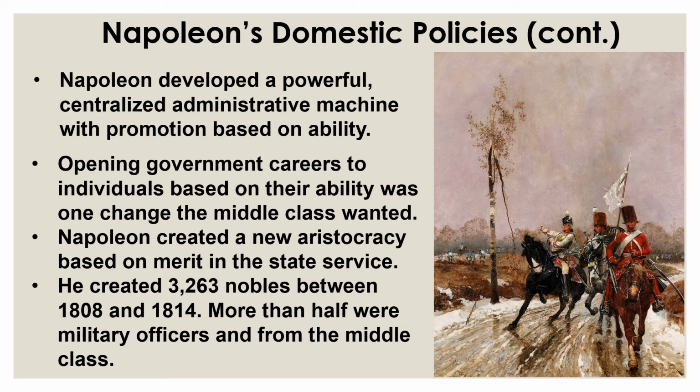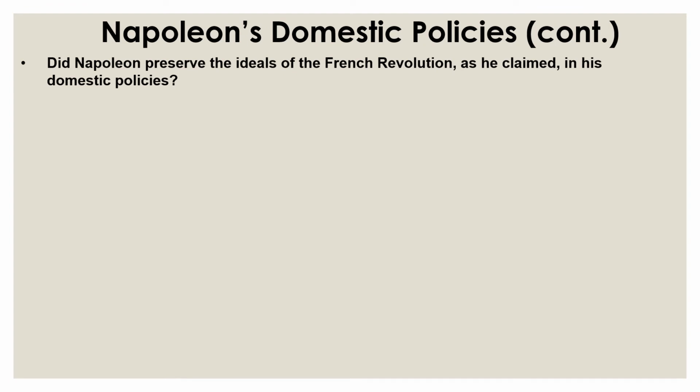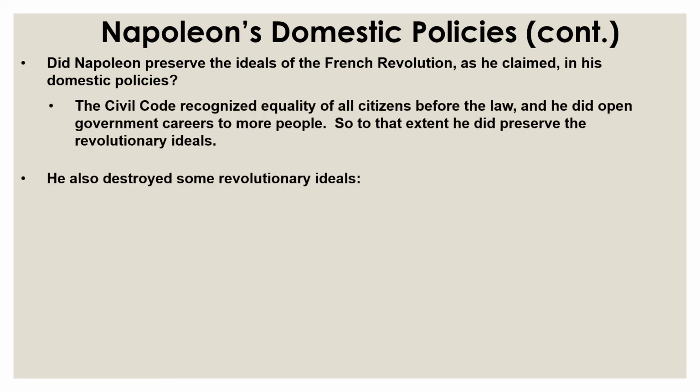So I'm showing you, in some ways he supported the ideals of the Revolution, in some ways he refuted them. He's a paradox. Did Napoleon preserve the ideals of the French Revolution as he claimed in his domestic policy? Well, let's take a closer look. The Civil Code recognized equality of all citizens before the law, and he did open government careers to more people. So to that extent, he did preserve the revolutionary ideals. But he also destroyed some of the revolutionary ideals.